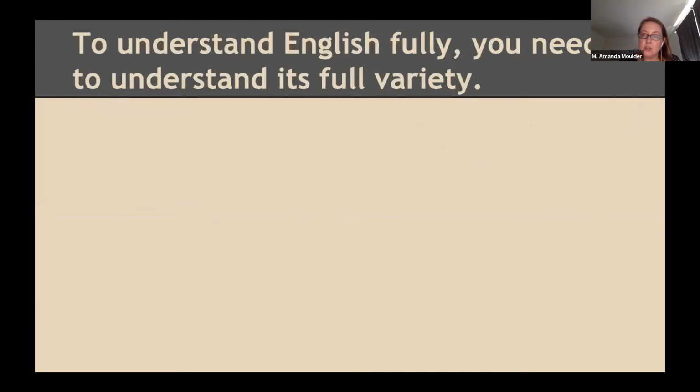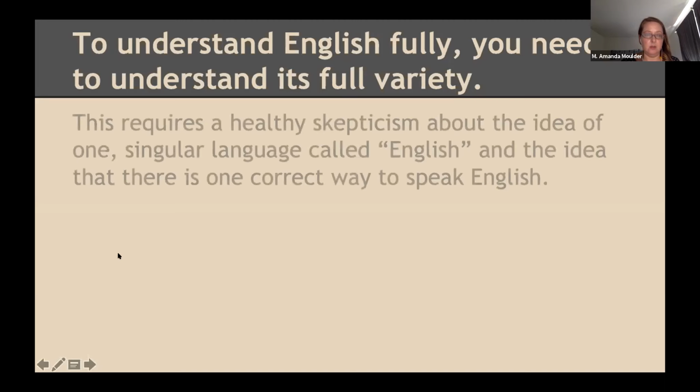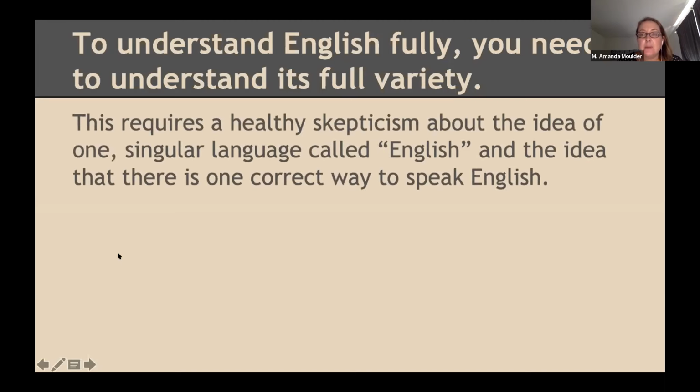So essentially, here's one of my arguments. To understand English fully, you need to understand its full variety. What that means is that you need to have a healthy skepticism about the idea of one singular language called English, the idea that there's one correct way to speak English.